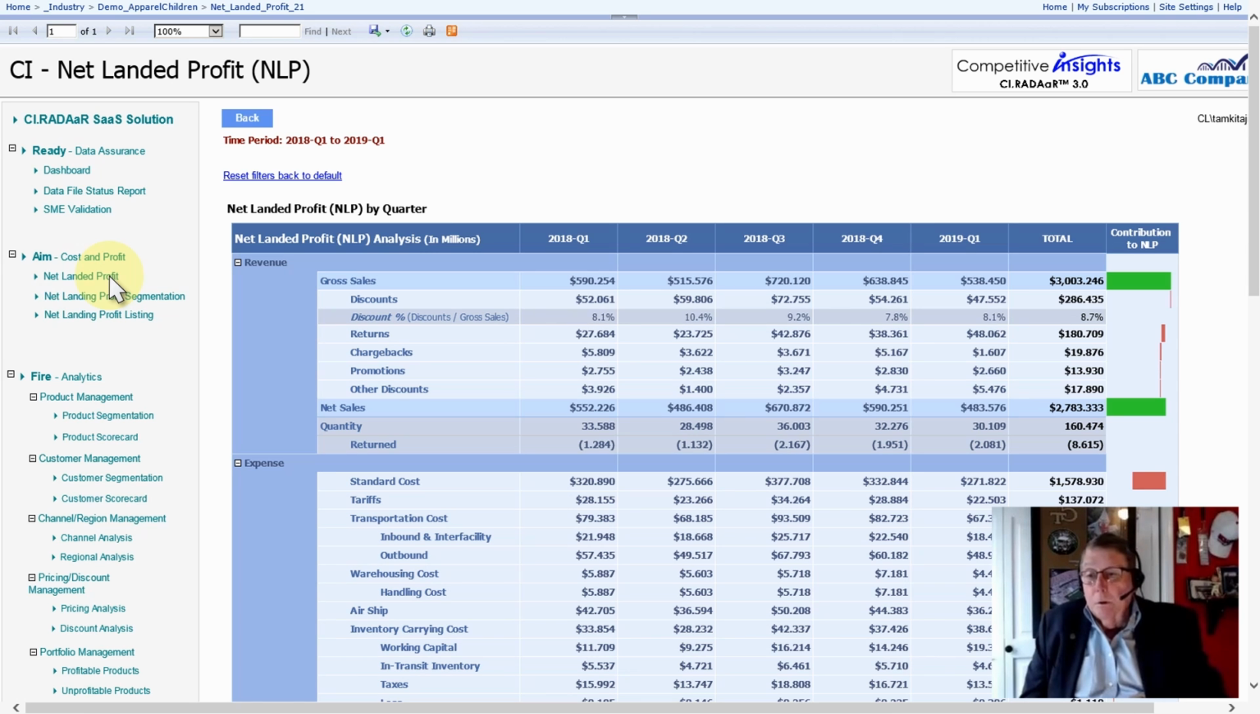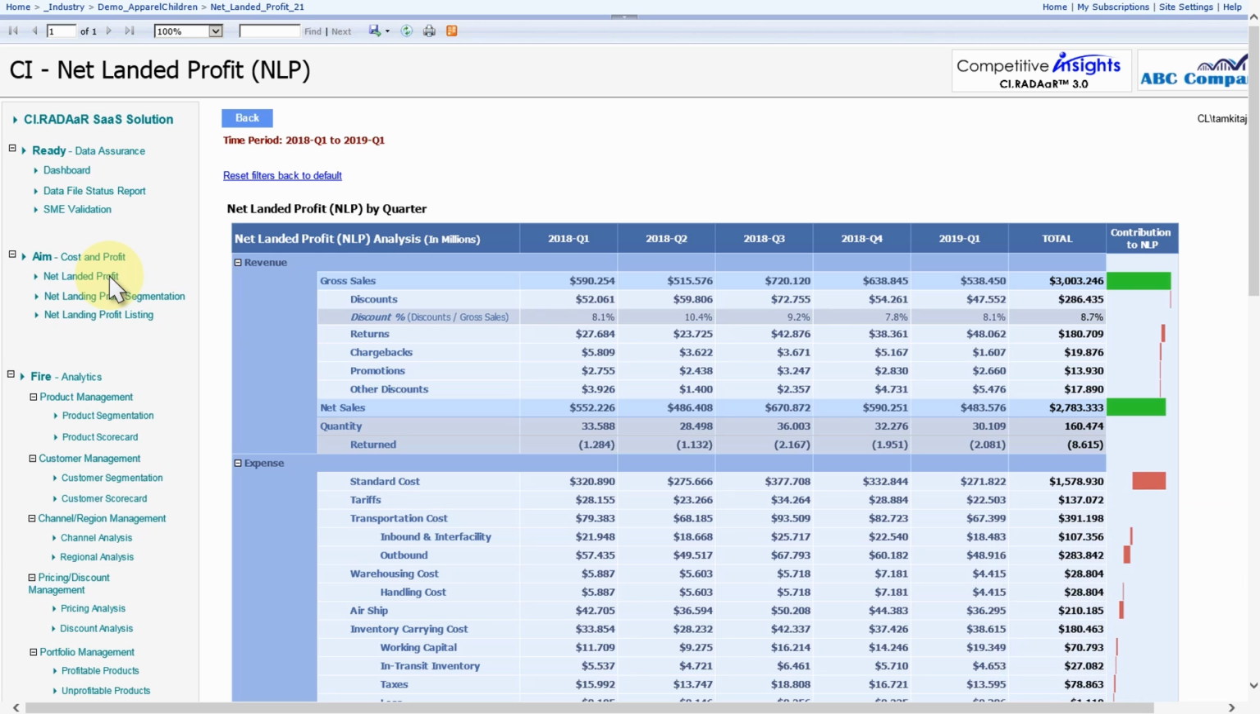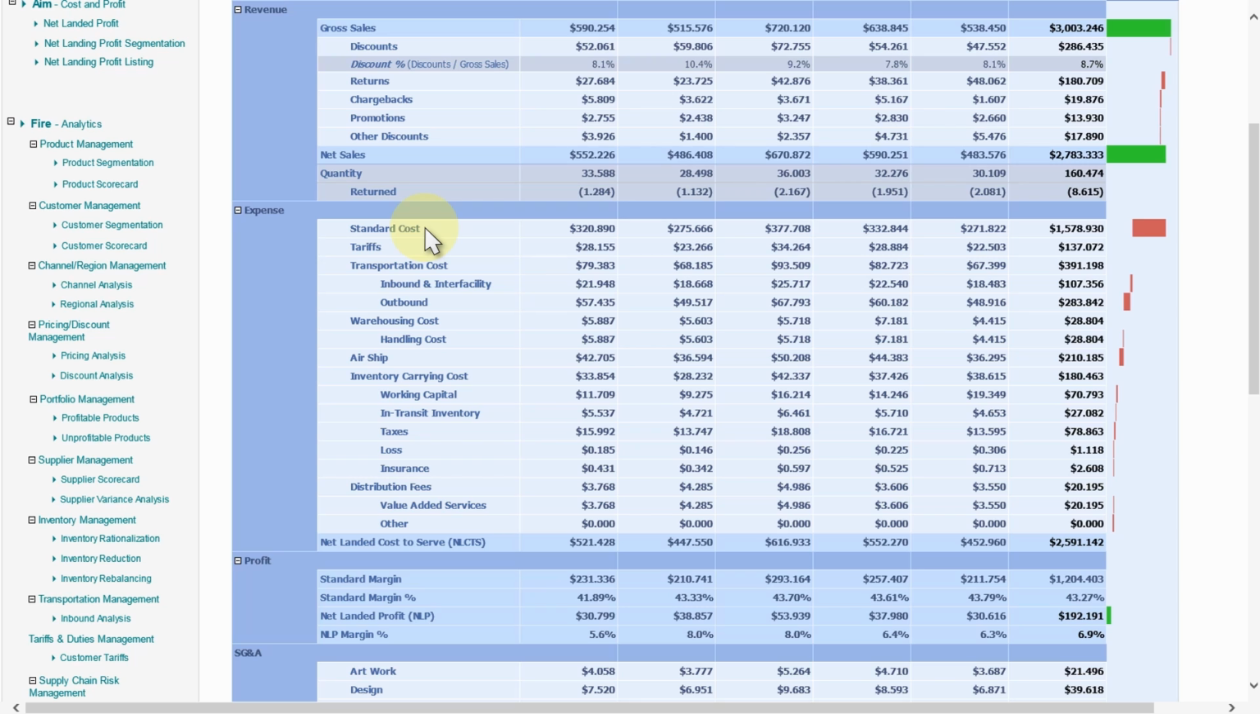You would say this looks a lot like a P&L statement. We have our gross sales and all the ways that revenues can be reduced, so discounts, chargebacks, etc. Now let's go down into the actual cost side. So our standard cost is obviously the cost to make or to buy the product. And then we have all the line items that are important. And what's really critical here is that you want these line items to be specific to your organization.